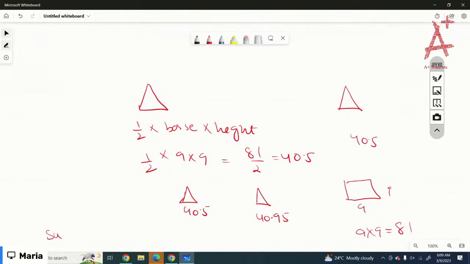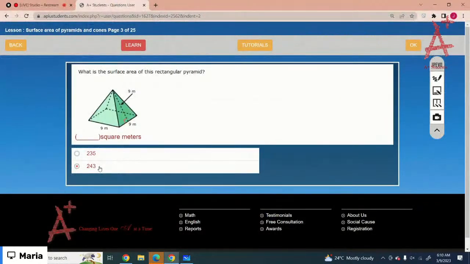So for the final surface area, you have to add all the areas. Got it? Just add them. 40.5 plus 40.5 plus 40.5 plus 40.5 and 81. The sum of all the values is 243. So the area of the rectangular pyramid is 243 square meters. Got it? So the correct option is 243 square meters.